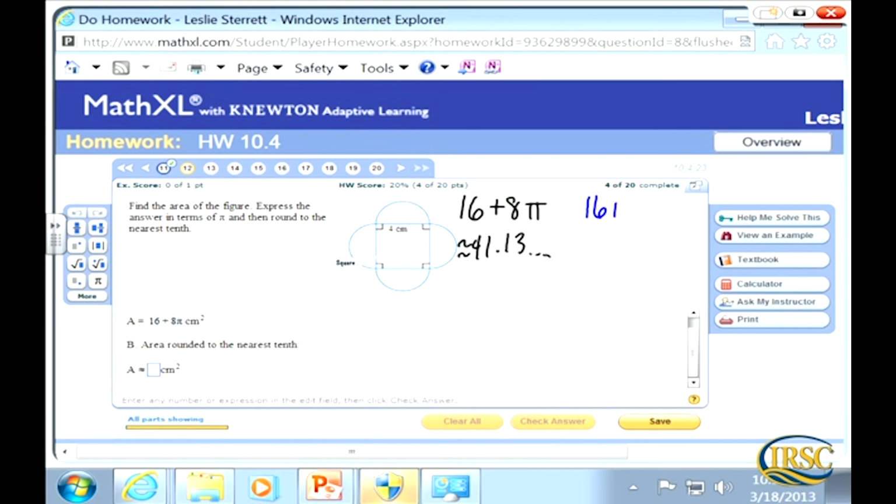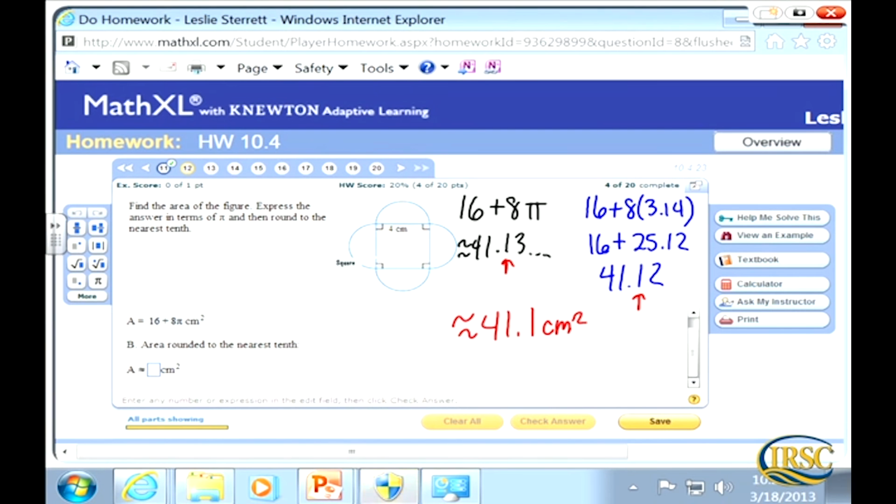If we do 16 plus 8 times 3.14, well, 8 times 3.14 is 25.12. So plus 16 gives us 41.12. So if we're rounding to the nearest tenth, are we going to have the same answer or different answers here? The same, okay, because the number after the 1 is less than 5. So we get approximately 41.1 square centimeters.